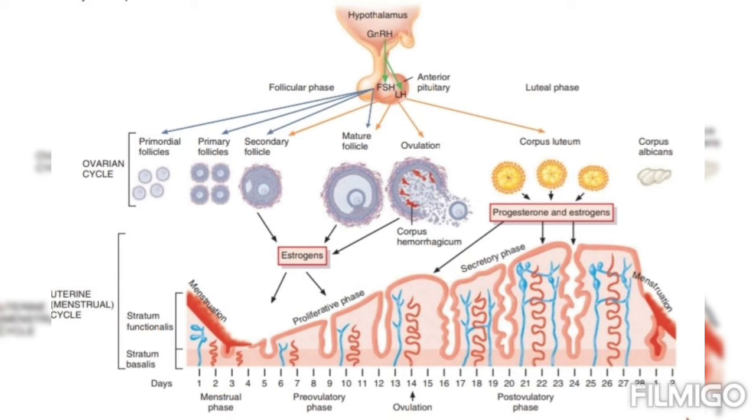And coming to the third phase, that is the ovulation. Ovulation means the rupture of the mature Graafian follicle and the release of the secondary oocyte into the pelvic cavity, usually occurring on day 14 in the 28-day cycle. During this ovulation, the secondary oocyte will remain surrounded by its zona pellucida and corona radiata.